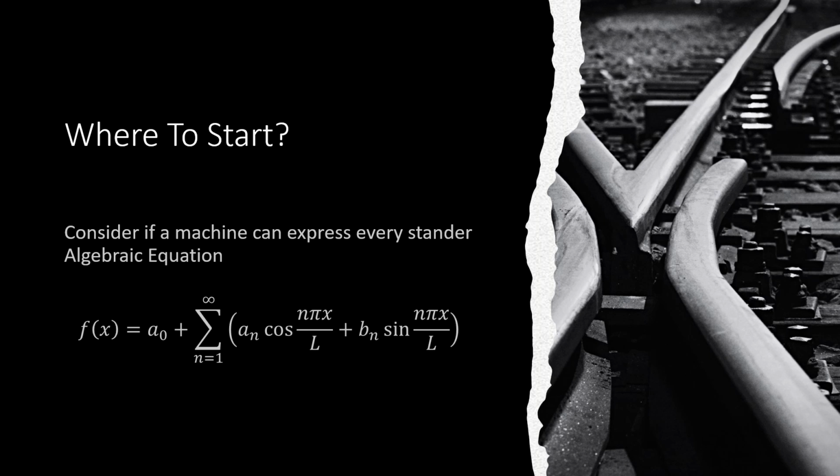Given the fact that one of the main things for Turing completeness is being able to handle all arithmetic expressions, I want to ask if a machine can express every standard algebraic equation. An example right here is the Fourier series.